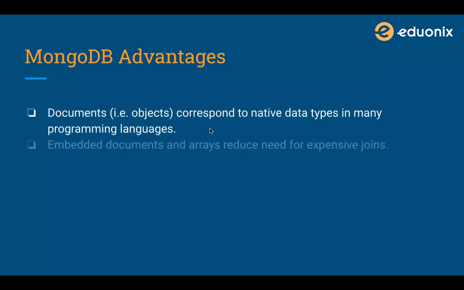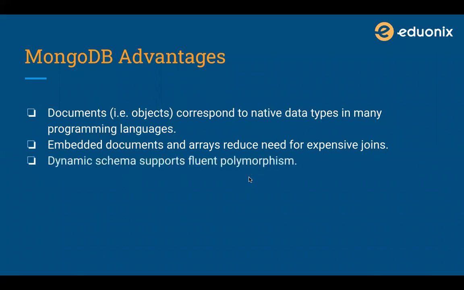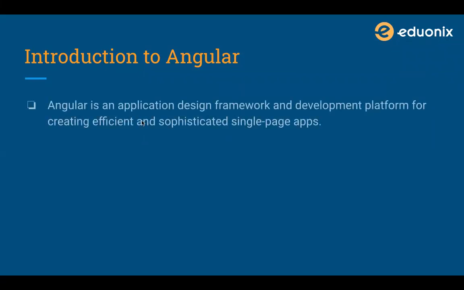Advantages of MongoDB. It offers native data types, so it's quite flexible and easy. It gives you the flexibility of having embedded documents and arrays, which can reduce the need of having expensive joins, and it is dynamic in nature. Now we will move ahead to the next thing, which is the most important part or the differentiating factor between MEAN and MERN, which is Angular. So what is Angular? It's an application framework, a design framework, which you use to create single page applications.